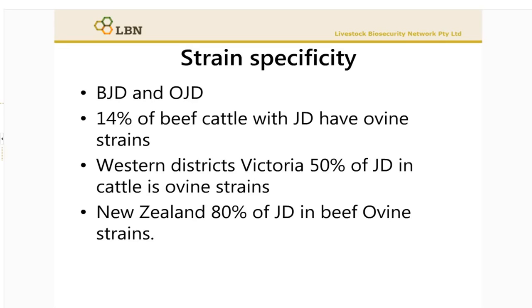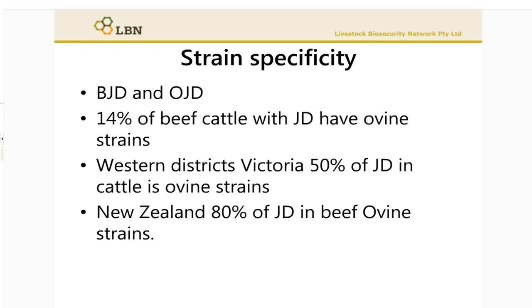As we've learnt more about the disease, and one of the things about this disease is that detecting whether the herd's infected or not by judging on whether animals are breaking down with disease is a very insensitive way of doing it. So over the years, we now see that across Australia, about 14% of beef cattle which have broken down with Johne's disease have the ovine strain in them. In areas with a high level of ovine OJD, like the Western Districts of Victoria, about half the cases of Johne's disease in cattle are caused by the cattle strain, and about half are caused by the ovine strain.